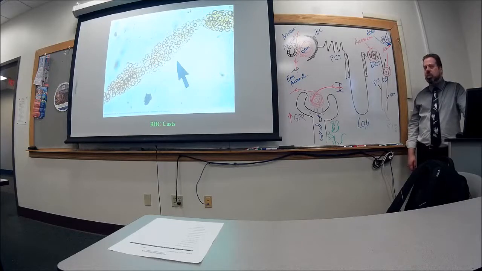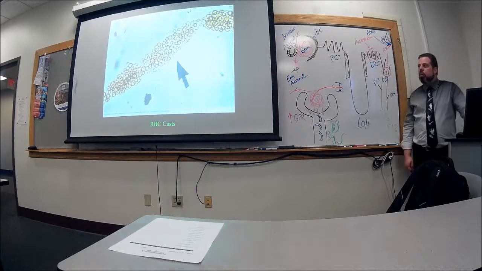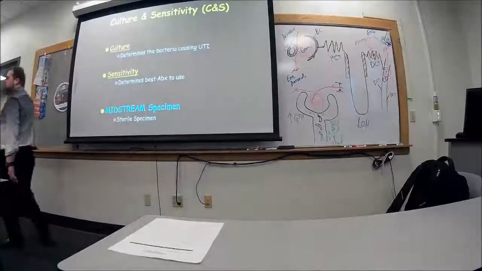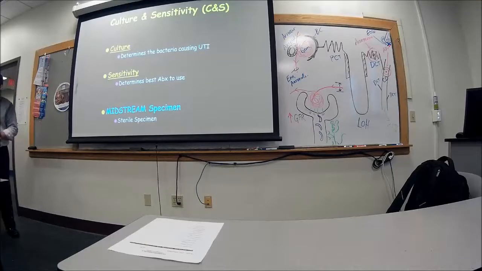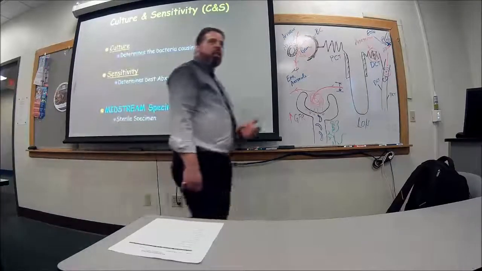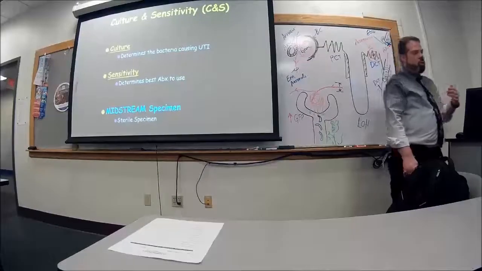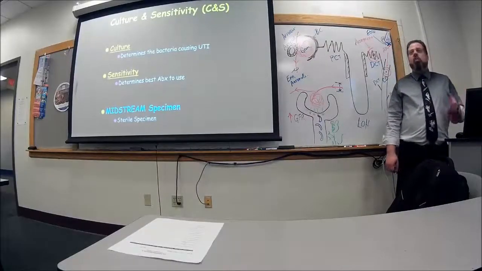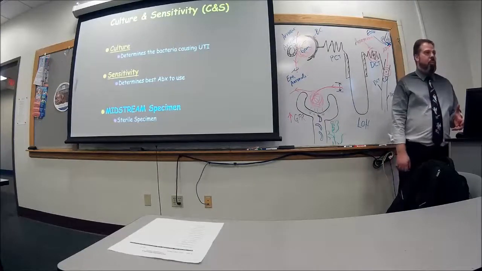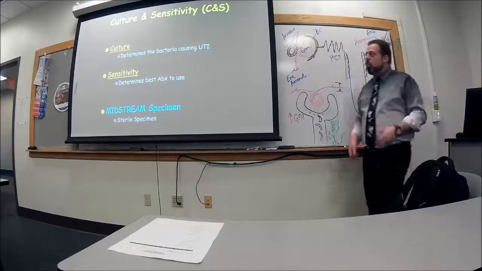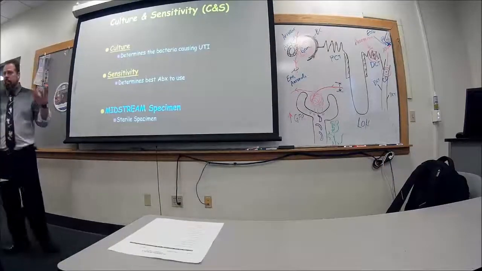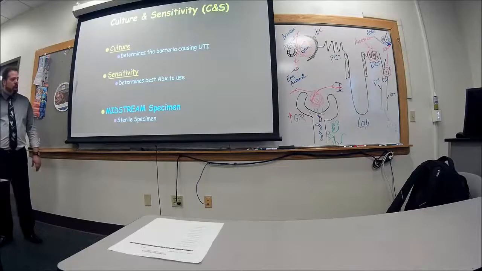Interesting stuff. Okay? And then we have the culture and sensitivity. We talked about these before. Culture is that we're going to take a culture of the urine to see what bacteria is causing the urinary tract infection. And then afterwards, if it comes back as some bacteria, we need to make sure what antibiotics will be sensitive to that, so that we can kill it. That's what a culture and sensitivity is, a C&S. Like a throat culture, same thing, except it's of the throat.